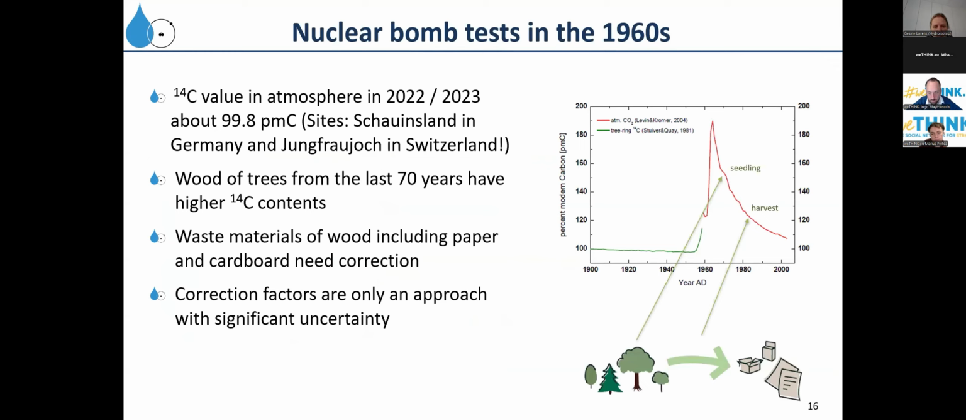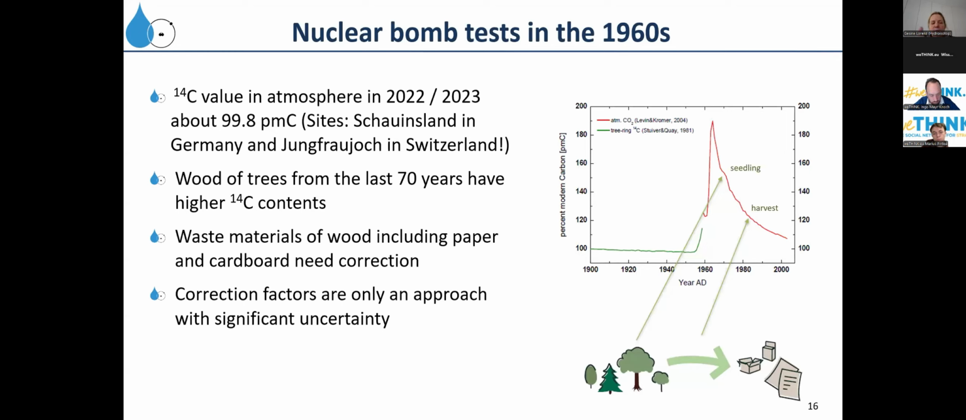In 2022 or 2023, we are down below the former 100% modern carbon in Schauinsland in Germany and Jungfraujoch in Switzerland. They measured in 2023 about 99.8% modern carbon. So this is the value which you should measure in any food which was grown in 2023.